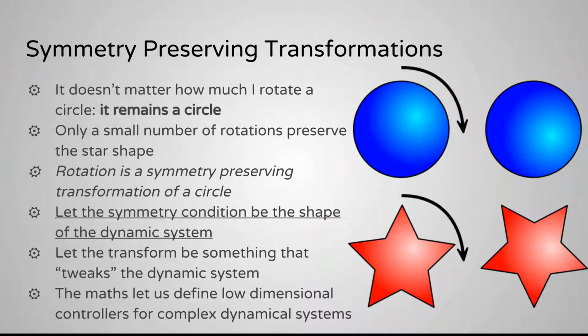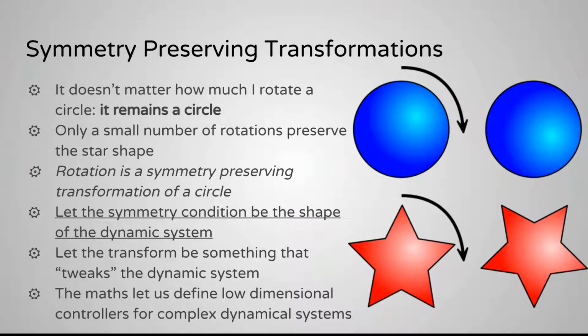So here's some maths in a kind of hand-wavy way. What we're going to try and use is something called symmetry preserving transformations. So remember we have a formula which describes our dynamical system, and it's probably going to be a second order differential equation. But what we need to do basically is transform the structure of our system so that we change the shape of the dynamical system without changing its properties.